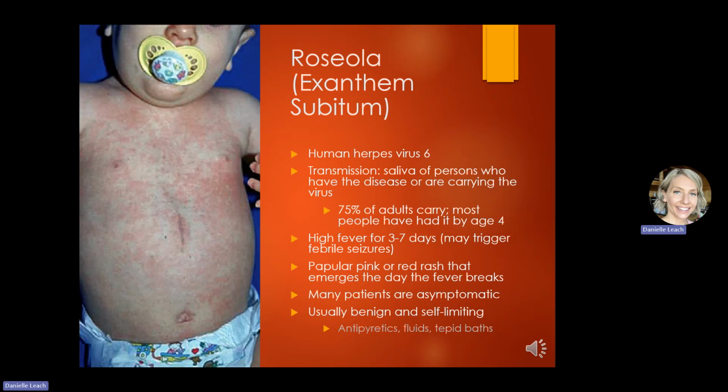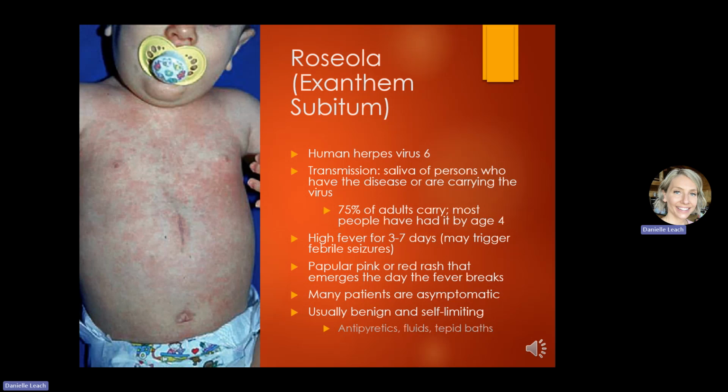The hallmark of this disease is that there's a high fever for about 3 to 7 days. High fever, meaning it's not just like 100 degrees Fahrenheit, could be 103 or even higher. Since the fever is so high, it may trigger febrile seizures in some patients that are more prone to it.